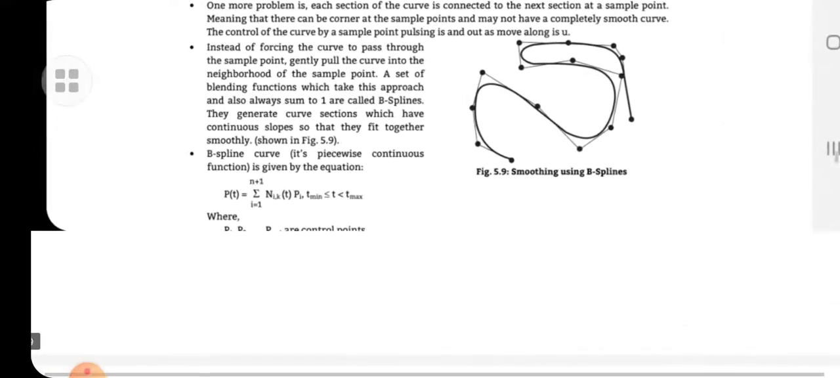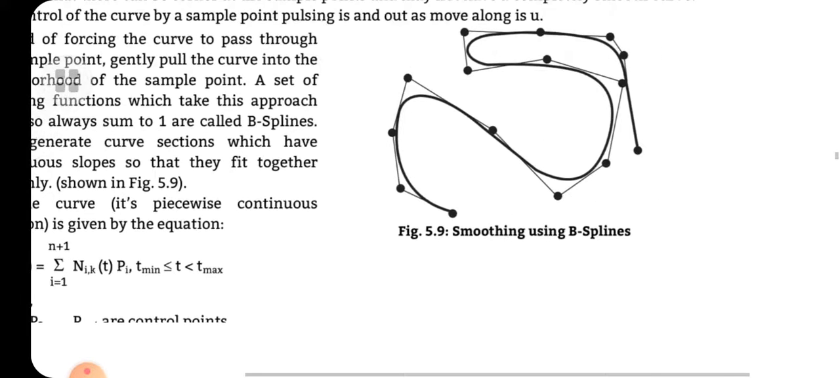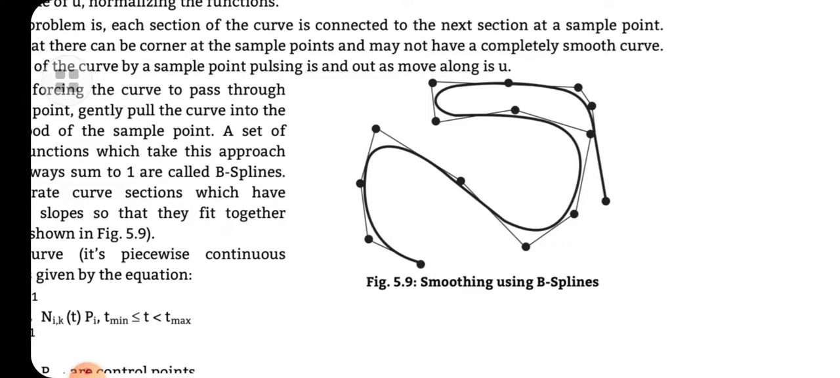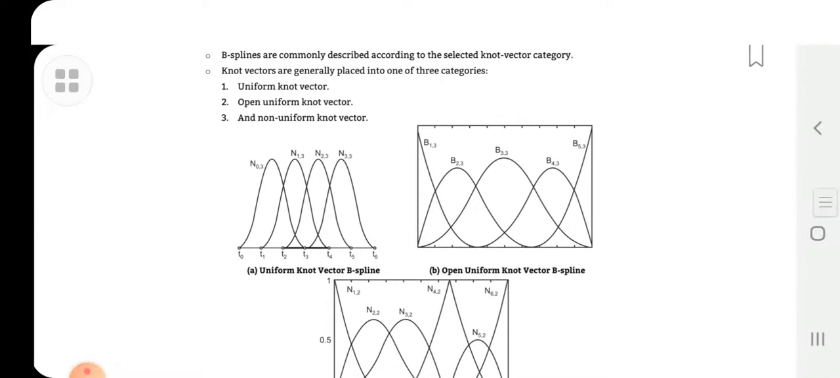Then the figure shows this smoothing using a B-spline. So in the figure, multiple points are connected to each other, making a curve as a B-spline. Then after that, B-splines are commonly described according to the selected knot vector category. Knot vectors are generally placed into one of three categories: the uniform knot vector, the open uniform knot vector, and the non-uniform knot vector.